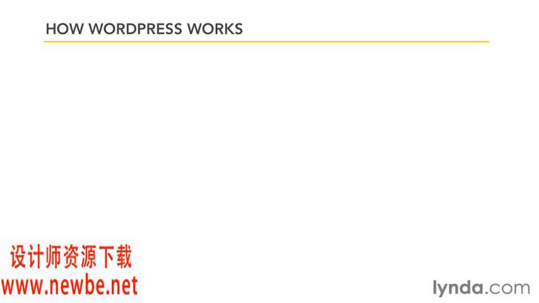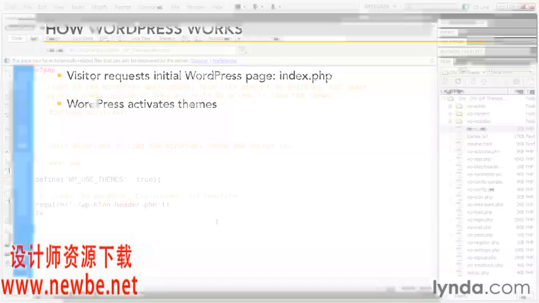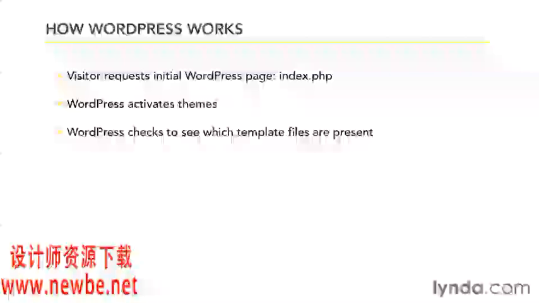So, visitors first requesting the initial WordPress page, index.php, starts the whole ball rolling, just like viewing any web page. The next thing that happens is WordPress activates the themes. This is actually the first line of the executable source code in the WordPress index.php file. WordPress then checks to see which template files are present. WordPress works with a series of template files that it dynamically assembles to create the desired page. And it has to know which template files are present so that it can know which ones to bring together.